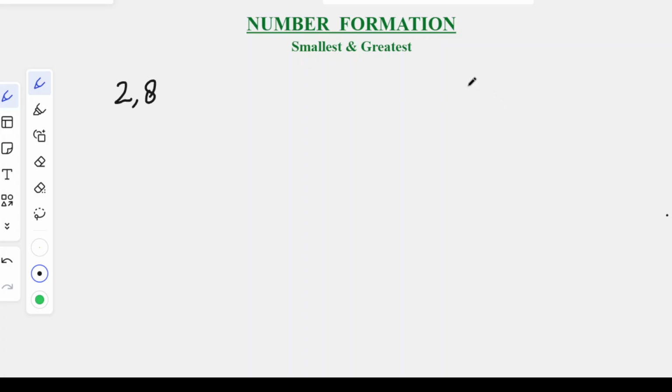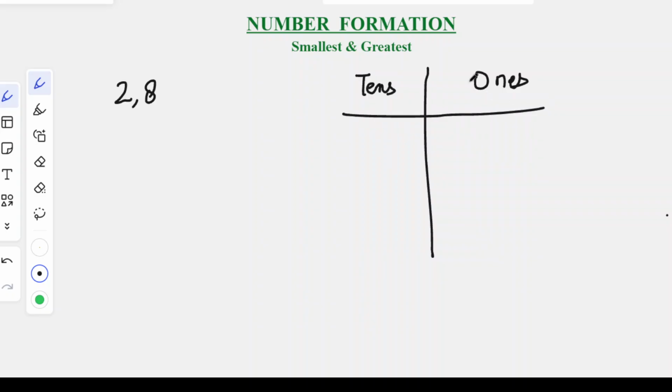So we have two digits, that means we will have two place values, ones and tens, right? To make a smallest number, we always need to write the smaller digit in the biggest place value column, okay? So see, in ones and tens, tens is the higher place value, right? And in 2 and 8, 2 is the smaller number. So smaller digit will go to the tens column, and the bigger digit, which is 8 here, it will go into the ones column. Okay?